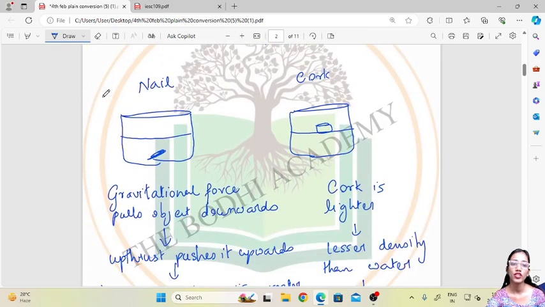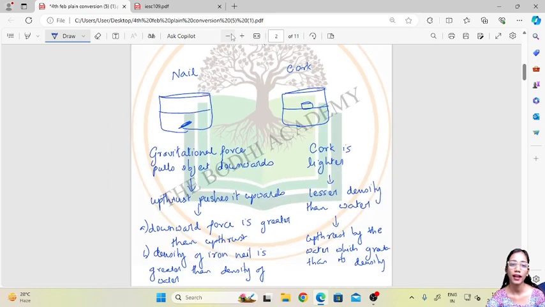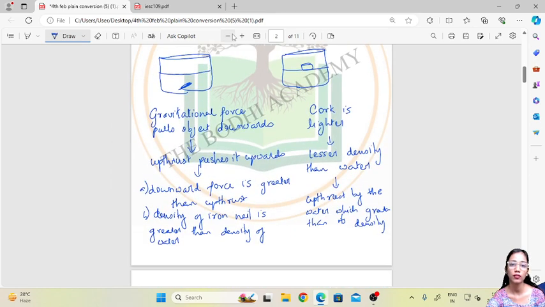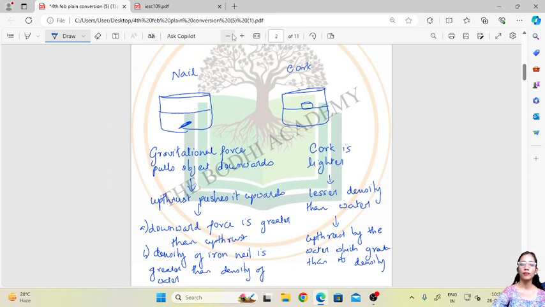So the main question over here will be: explain why an iron nail sinks inside the water and a cork floats on water. We have to say that first of all, the iron nail experiences a downward force, gravitational force, which pulls it downwards. There is upthrust which pushes it upwards, but because the downward force is greater than the upthrust and the density of the iron nail is greater than the density of water, it sinks.